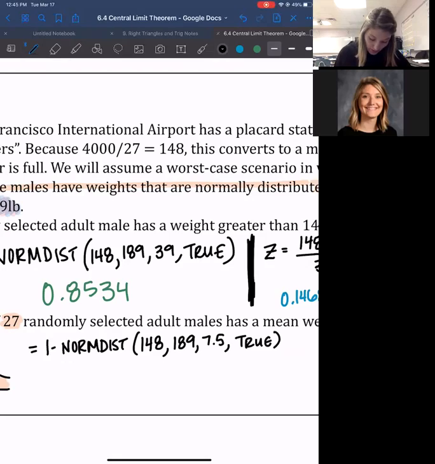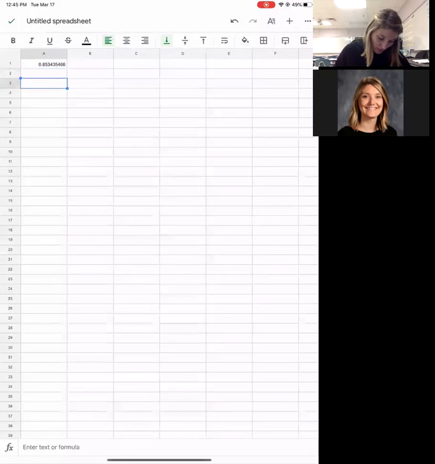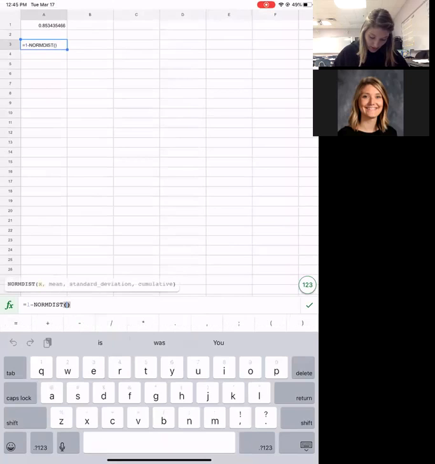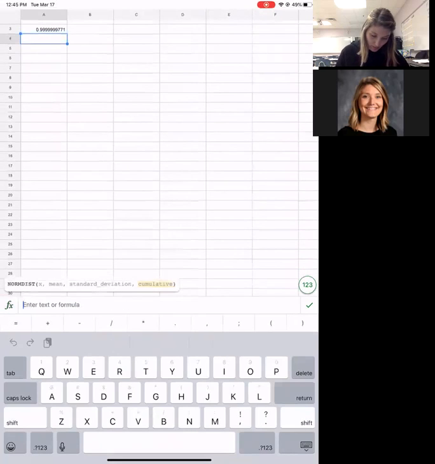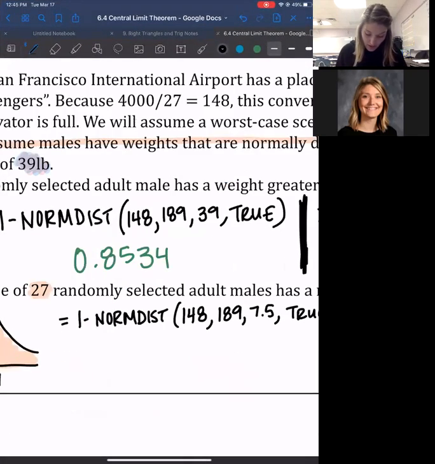Okay, and so then let's go figure out what that one is. So I'm going to do 1 minus NORM.DIST of 148, 189, 7.5, and true. Okay, and I get 0.9999 repeating, so we're just going to say it's 1, because if we round to any reasonable decimal place, it's just going to be 1. Okay, so in this case, we get 1.